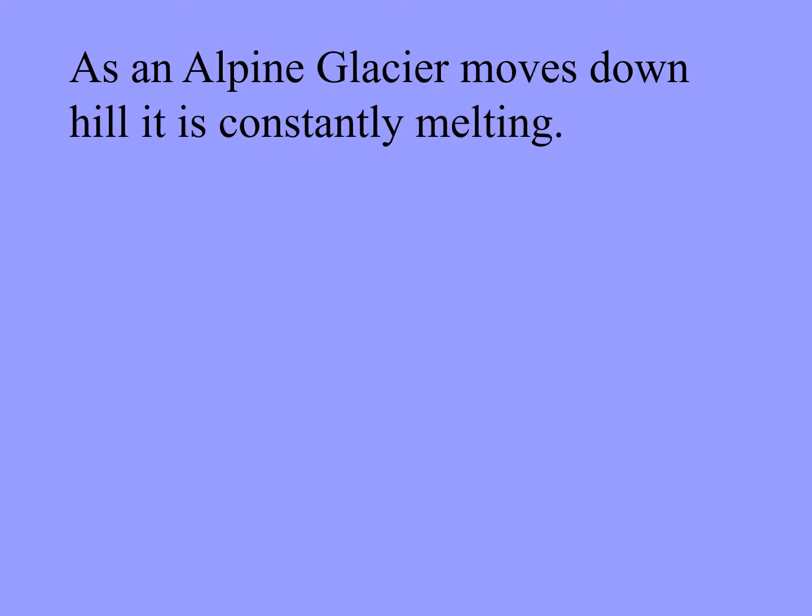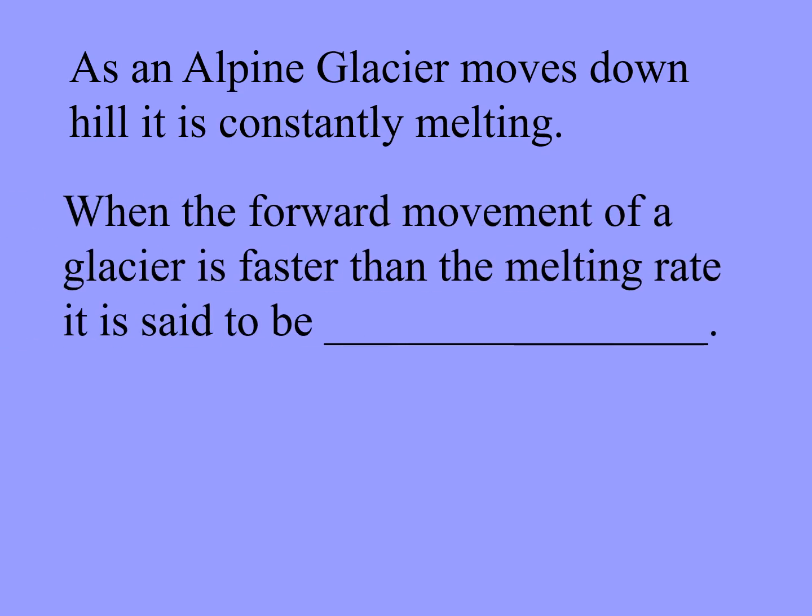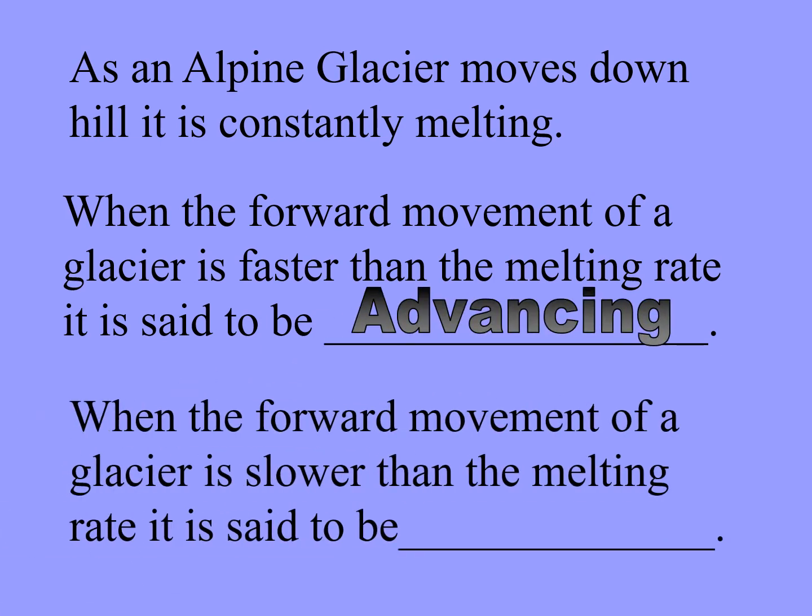As an alpine glacier moves downhill, it's constantly melting. When the forward movement of a glacier is faster than the melting rate, well, it's going to be advancing. Conversely, if the forward movement of a glacier is slower than the melting rate, it's said to be retreating.